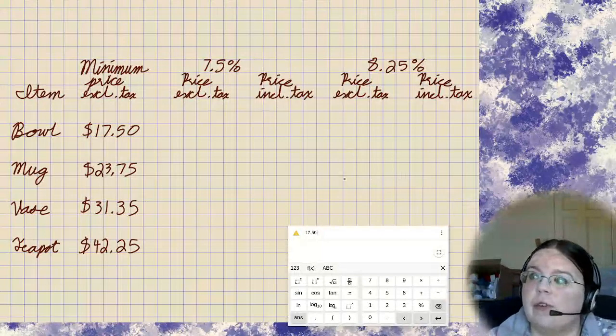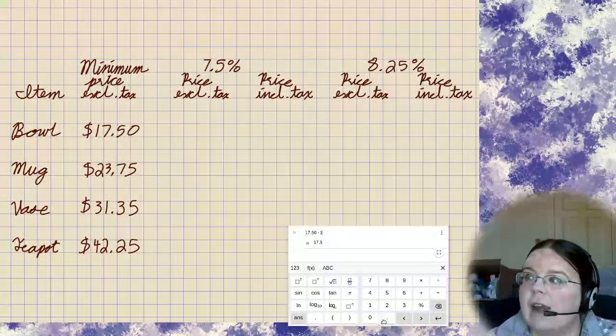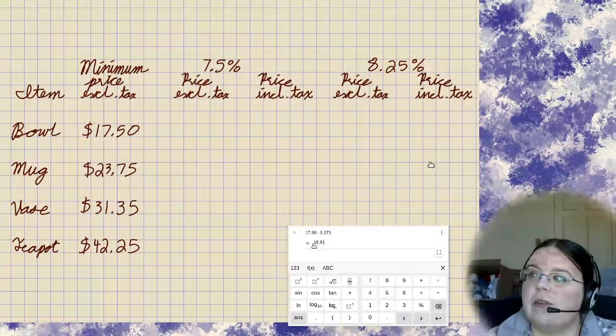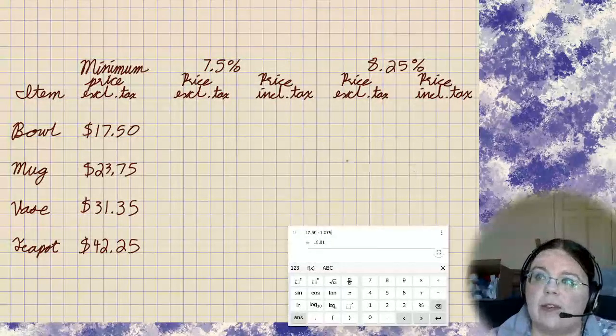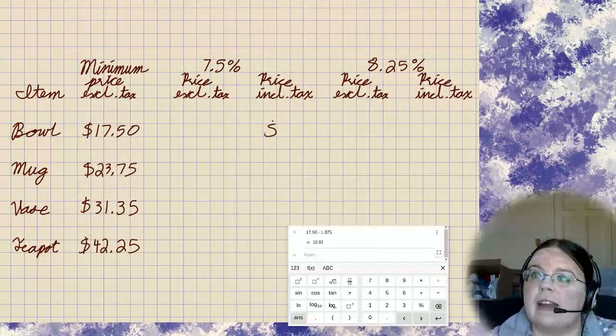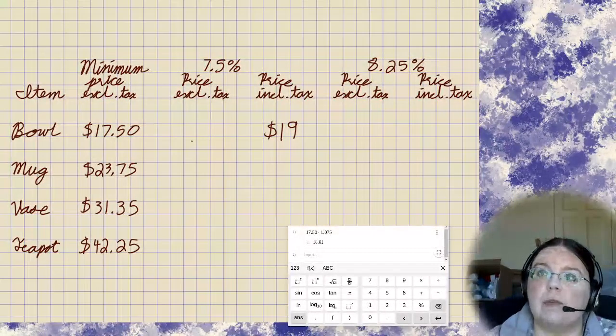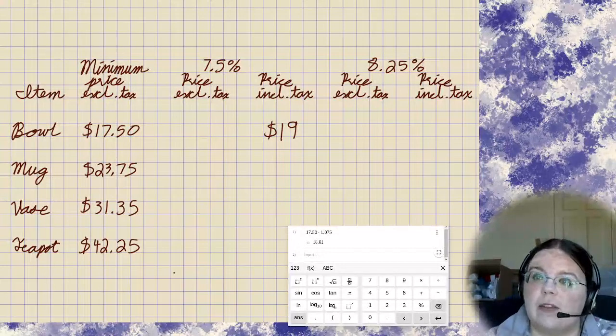So adding 100%, that would be 107.5%. So 1.075. The price including tax needs to be not less than $18.81, so I will set that at $19. That's the tax-inclusive price, but she needs to know for her bookkeeping what the price before the tax would have been. So here's what I see.